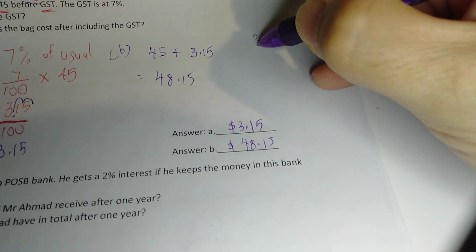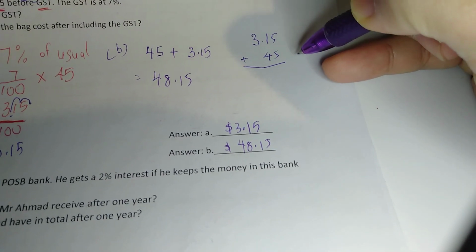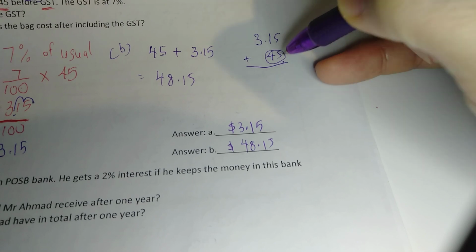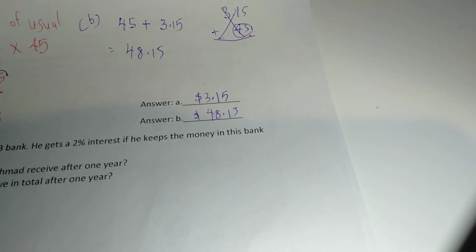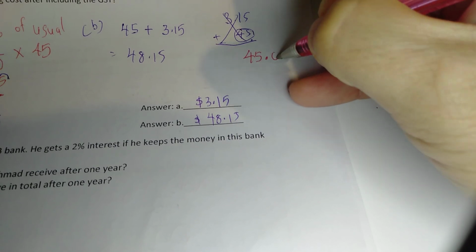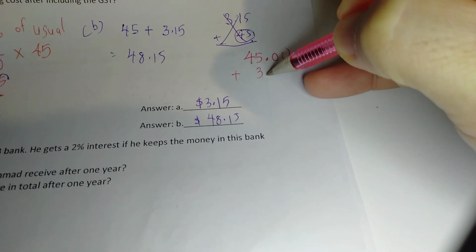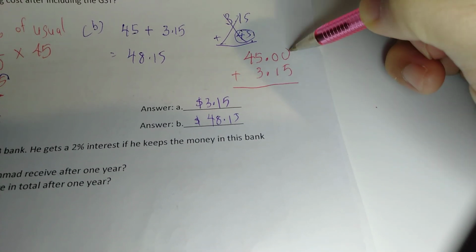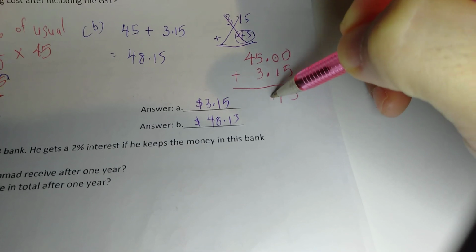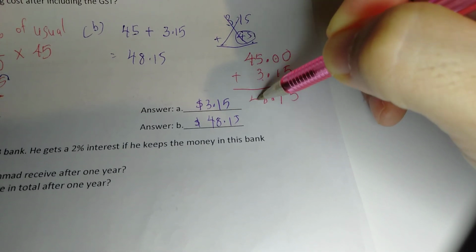Alright, you cannot add like this. This is a mistake. Some of you added like this, okay? Now this is a whole number, it's not a decimal. So should you add this? Your 45, the decimal point is here. So you add your $3.15, it's like this. The cents add to the cents. Dollar add to the dollar. There's no dollar here, right?